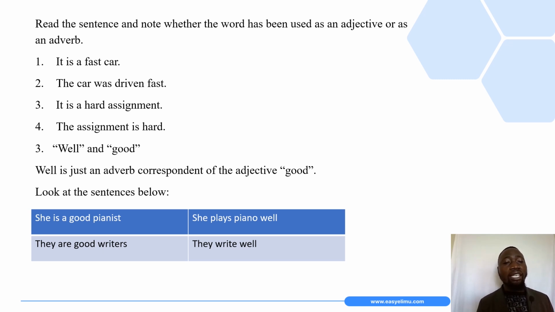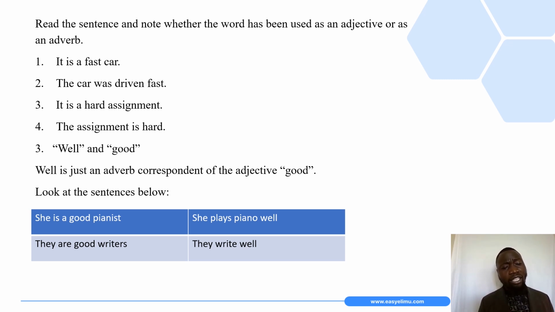The second word that we had was hard. In the first sentence we have, it is a hard assignment. That is again used as an adjective describing the nature of the assignment. But if we say the assignment is hard, that is now an adverb, as it gives us more information about the verb, and that is it.